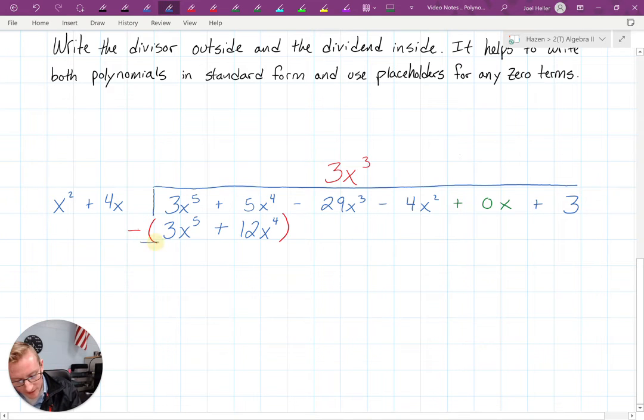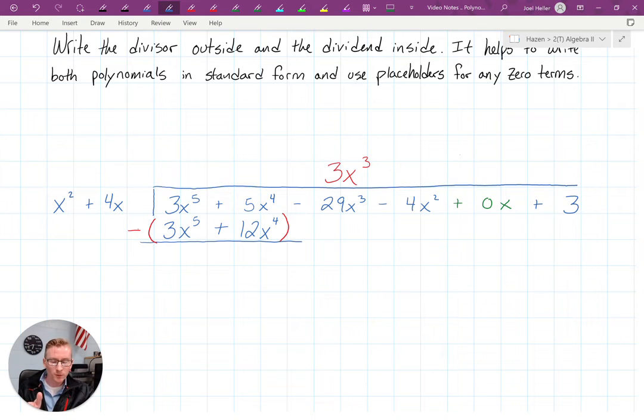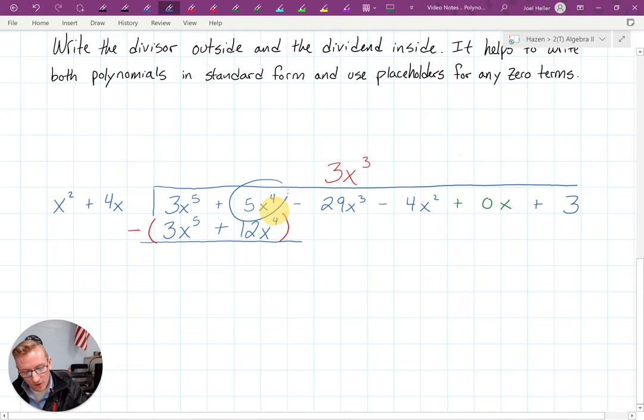So when you subtract these things, 3x to the fifth minus 3x to the fifth, that's going to be 0. Those terms go away. That's what we want. We want to decrease the exponent as we go. Then I've got 5x to the fourth minus 12x to the fourth. 5x to the fourth minus 12x to the fourth is going to be negative 7x to the fourth.